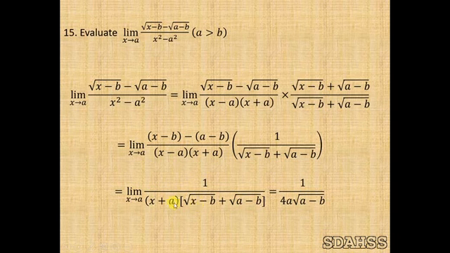Now substitute x is equal to a. So you have a plus a, 2a, into root of a minus b plus root of a minus b. Root of a minus b plus root of a minus b is 2 times root of a minus b. 2 times root of a minus b into 2a is 4a into root of a minus b. So this becomes 1 divided by 4a into root of a minus b.